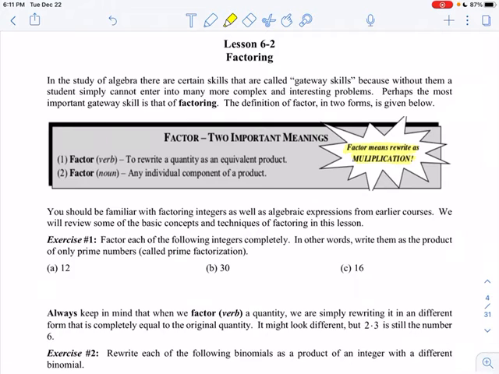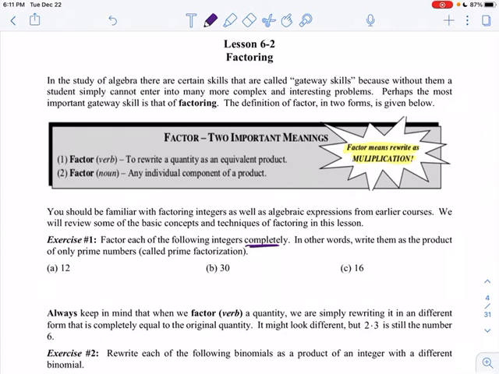There are two definitions right here. As a verb, factor means to rewrite a quantity as an equivalent product, product meaning multiply, or as a noun, any individual component of a product. We factored integers before, you factored algebraic expressions, and we're going to review all of that factoring right here. So we're just going to take a number, 12, and factor it completely, which means I want to write it as a product of only prime numbers.